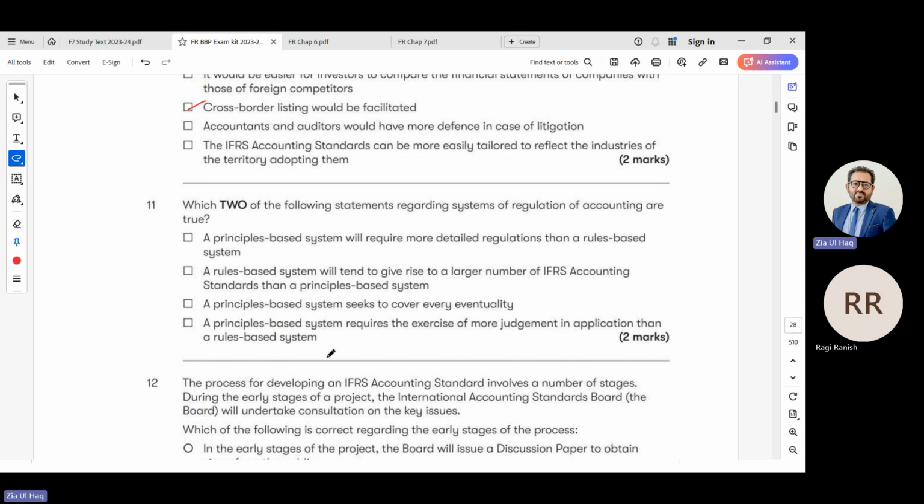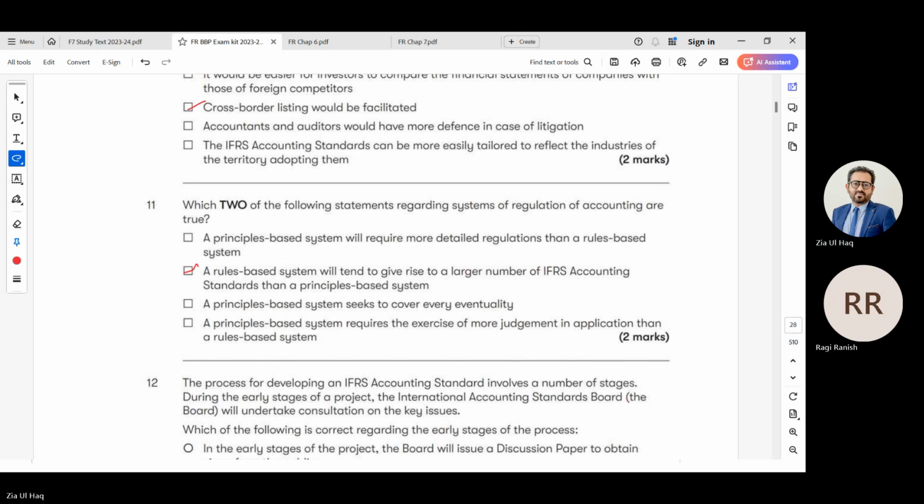Principle-based system will require more detailed regulation than a rule-based system. Now, while defining strict rules, you need to cover each and everything. In principle-based, anything not covered they can deal with by providing justification. So this is wrong. A rule-based system will tend to give rise to a larger number of IFRS accounting standards than a principle-based system. Yes, you need to cover everything. A principle-based system seeks to cover every eventuality.